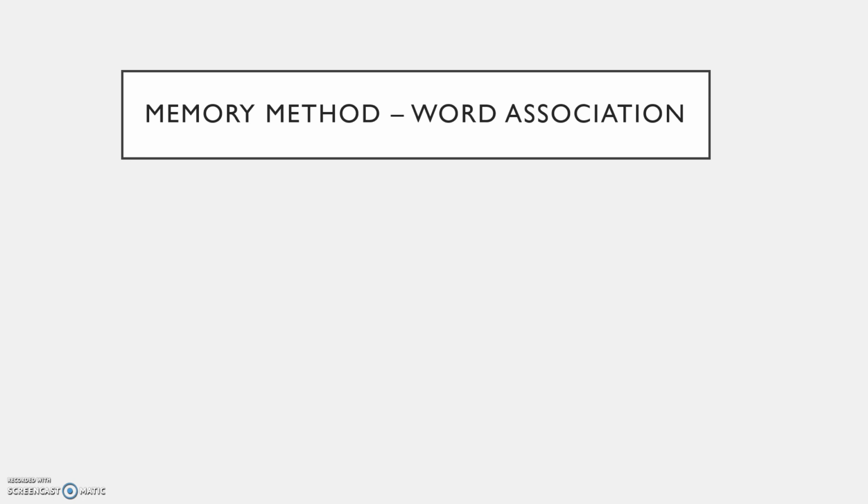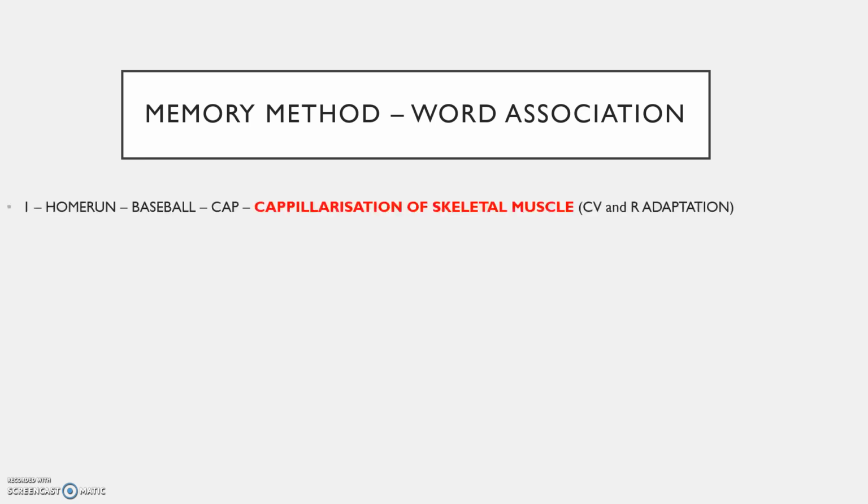If it just asks you to analyse the adaptations of the cardiovascular system, you're obviously going to have to split up the cardiovascular and the respiratory ones to make it effective for what you want to know. So what we have is number 1. When you think of number 1, think of a home run. You think of baseball. When you think of baseball, you think of a baseball cap. Capillarization of the skeletal muscle. This is both a cardiovascular and a respiratory adaptation.